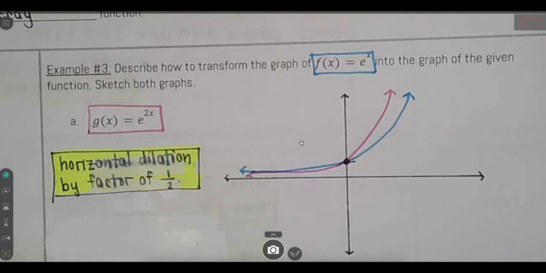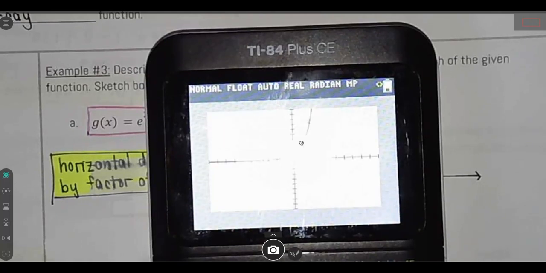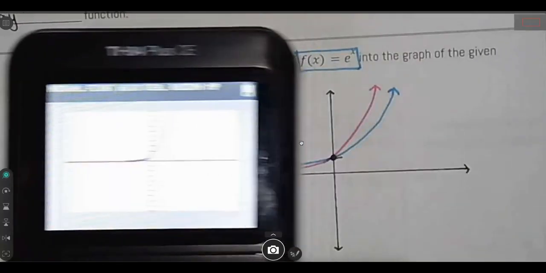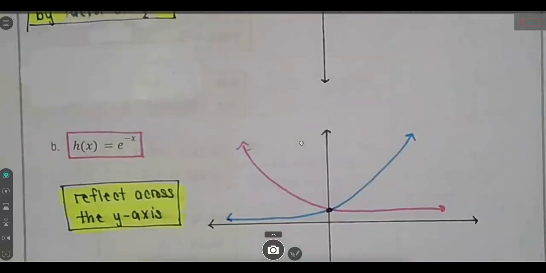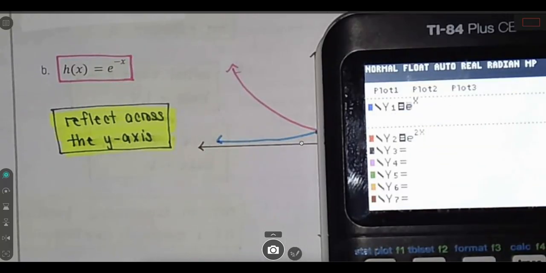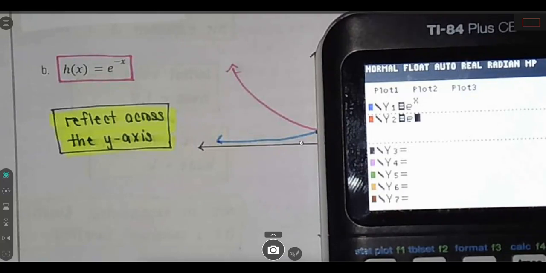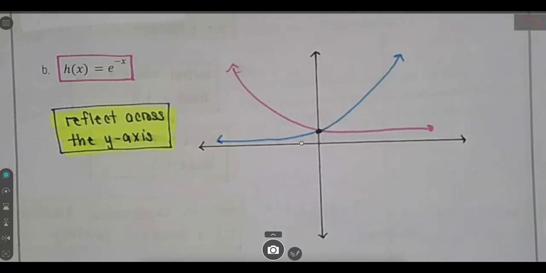Is everyone able to find e on your calculator? It's the blue thing above the division symbol. Okay, so e to the x, e to the 2x. There's e to the x. There's e to the 2x. This is something kind of like that. e to the negative x, it's a reflection across the y-axis. So there's e to the x, and there's e to the negative x.